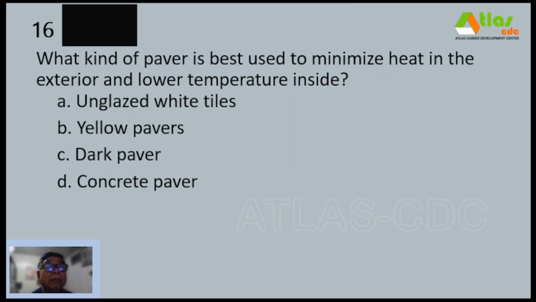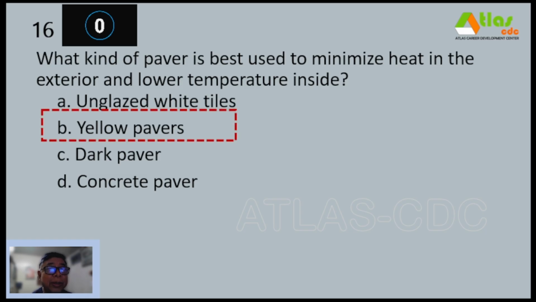Number 16. What kind of paver is best used to minimize heat in the exterior and lower temperature inside? A. Unglazed white tiles. B. Yellow pavers. C. Dark paver. And D. Concrete paver. And our correct answer is letter B, yellow pavers.